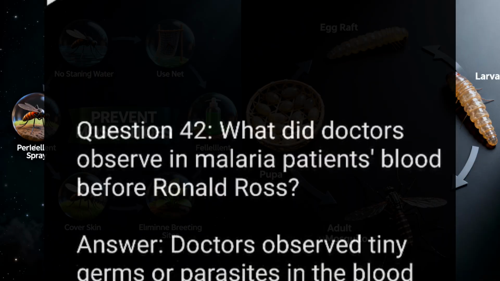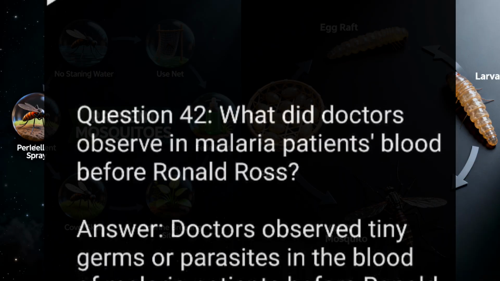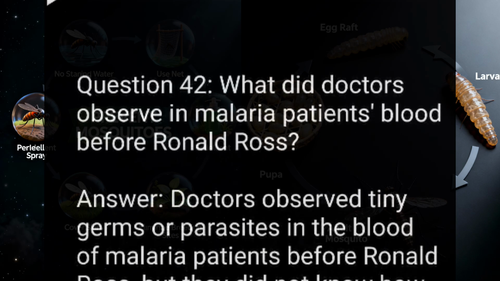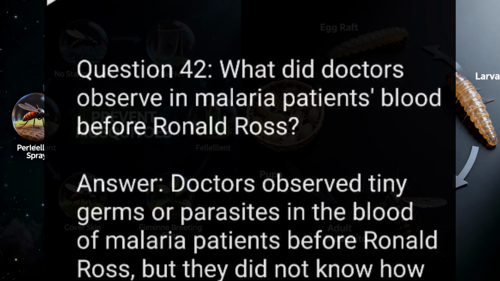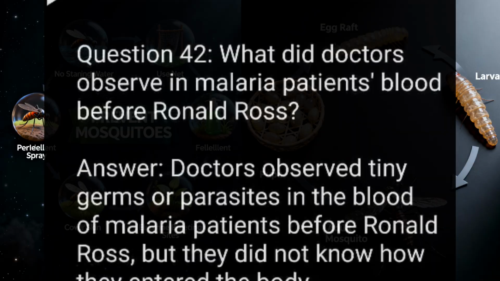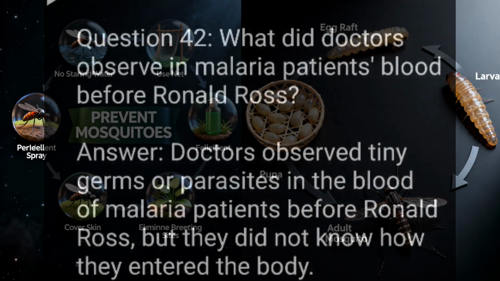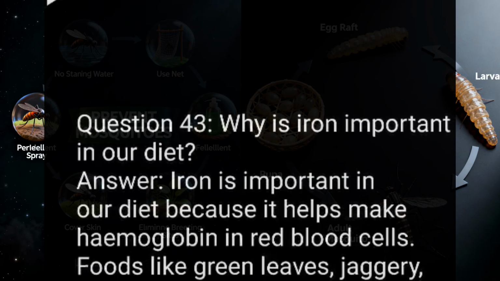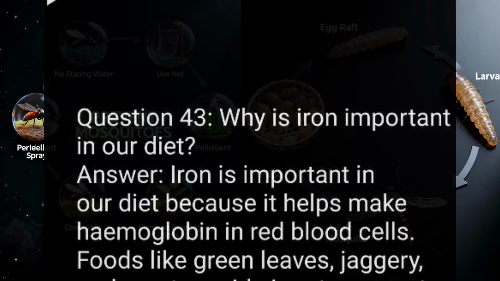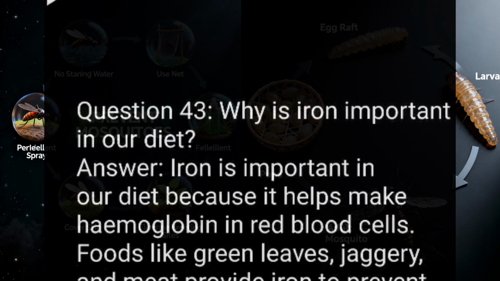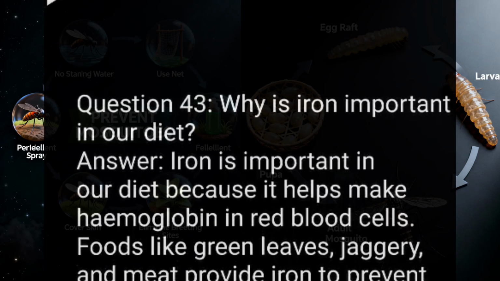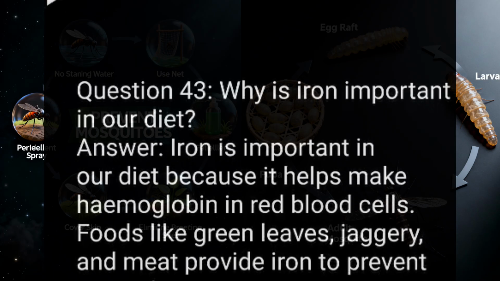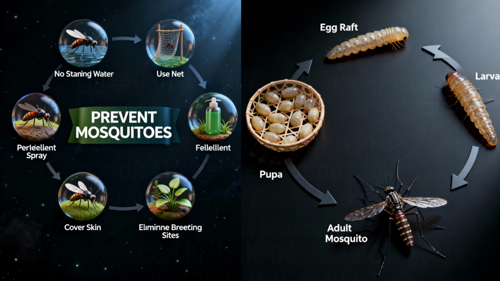Question 42. What did doctors observe in malaria patients' blood before Ronald Ross? Answer. Doctors observed tiny germs or parasites in the blood of malaria patients before Ronald Ross, but they did not know how they entered the body. Question 43. Why is iron important in our diet? Answer. Iron is important in our diet because it helps make hemoglobin in red blood cells. Foods like green leaves, jaggery, and meat provide iron to prevent anemia.